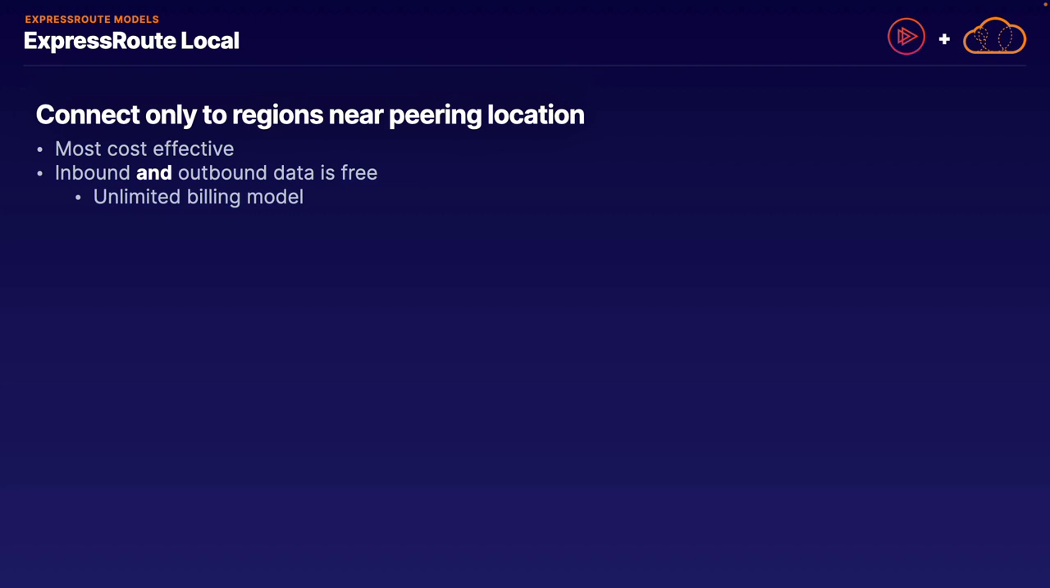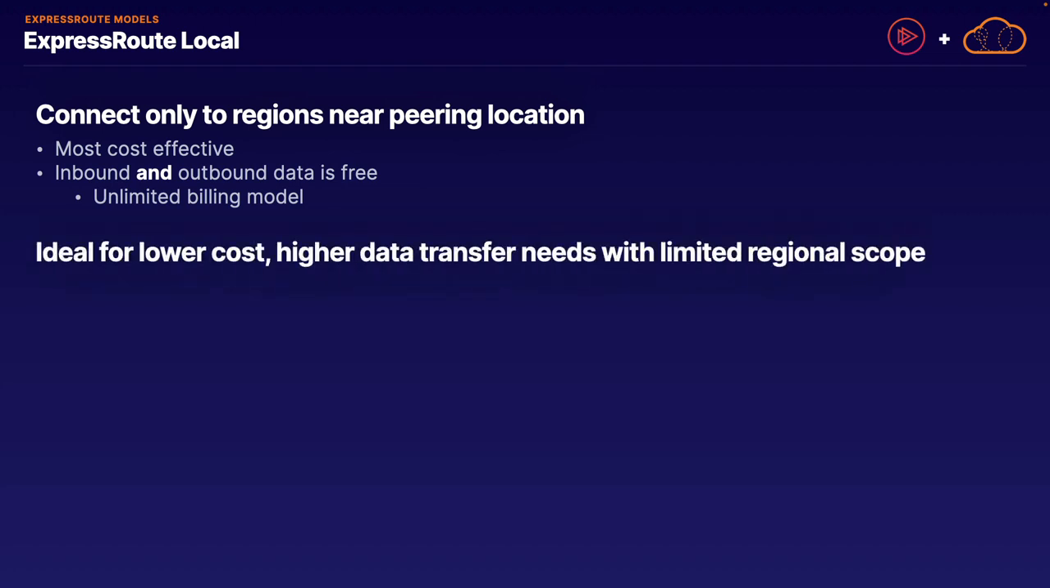From a use case perspective, ExpressRoute Local is most ideal for lower cost circuits in which we need higher data transfer, in other words, more data going in and out, and we do not necessarily need to have access to multiple regions at the same time. If we only need access to a single region and we want the lowest cost, highest data allotment connection possible, well, this is the one to go with.